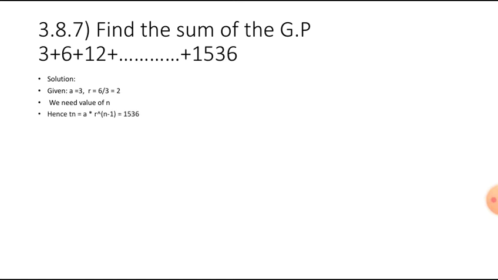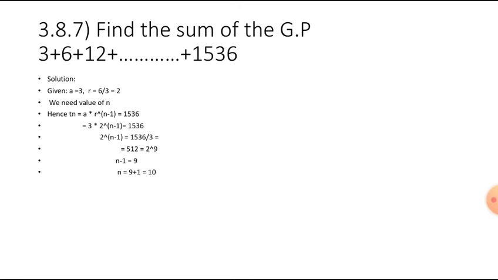So to calculate the value of n, we know the last term, so we can apply the formula for T of n. T of n is equal to a into r power n minus 1. We can apply this value and equate it to the last value, that is 1536. We know the values of a and r already, and we can calculate the value of n. Finally we will get the value of n equal to 10 in this case.